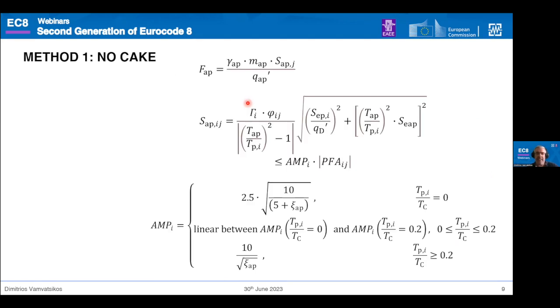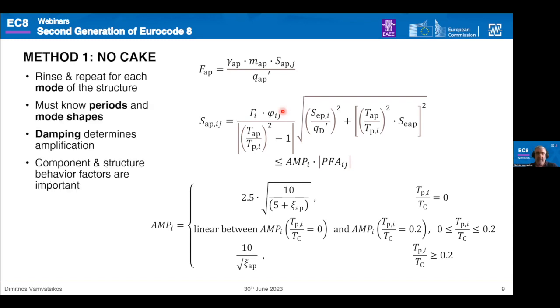Now, that's method one, and I'm just putting the basic, not all of them, the basic equations, and you can see it's no piece of cake. First of all, what you see here, you repeat for every mode of the structure, which makes sense. If a structure is multi-mode, resonance can happen in any mode. All of these responses need to be added, right? Modal response spectrum analysis. You must know the periods and the mode shapes. Have fun. And you also need to know component behavior factors if you can.